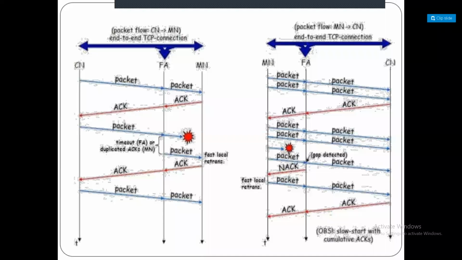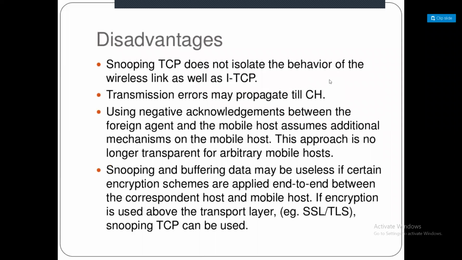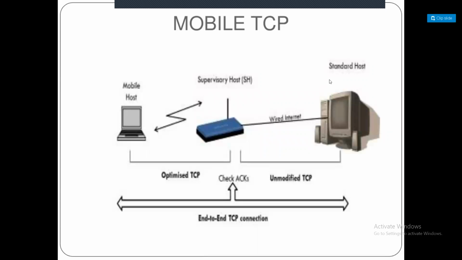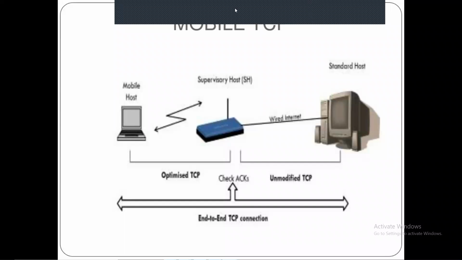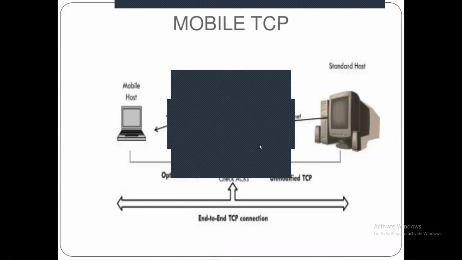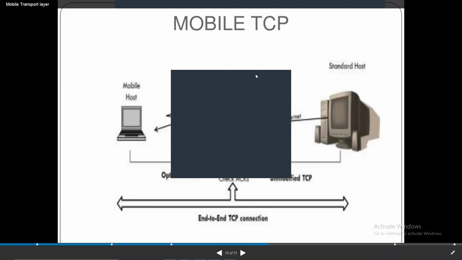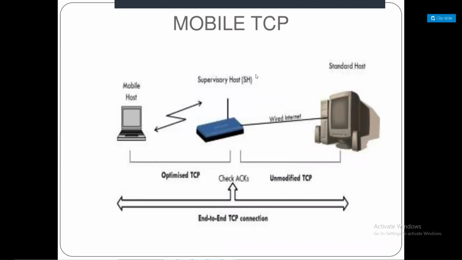Moving down to the next section, there is one more improvement to the classical TCP, that is M-TCP, or mobile TCP. After indirect TCP, we saw some disadvantages. The major disadvantage in I-TCP is the loss of end-to-end semantics. In snooping TCP, there is no loss of end-to-end semantics. Now, moving on to the next one.